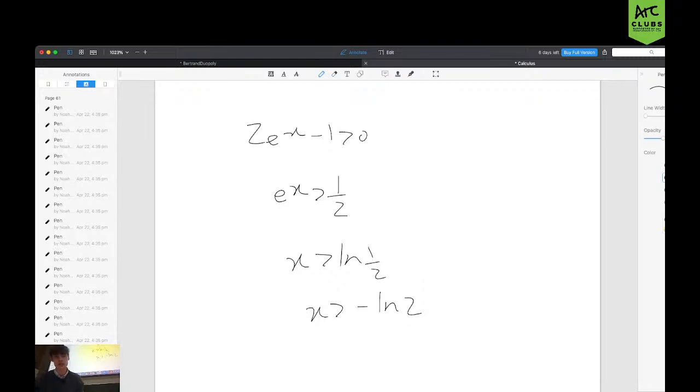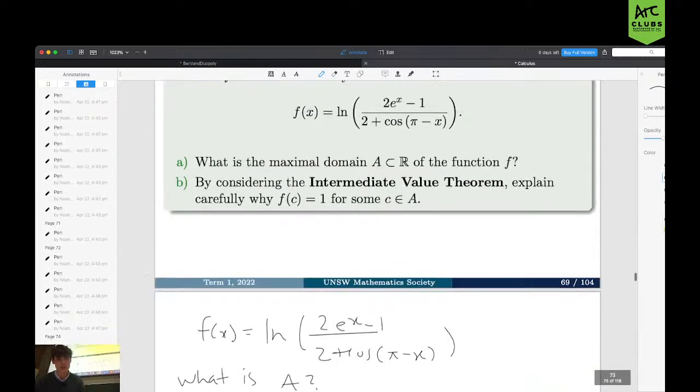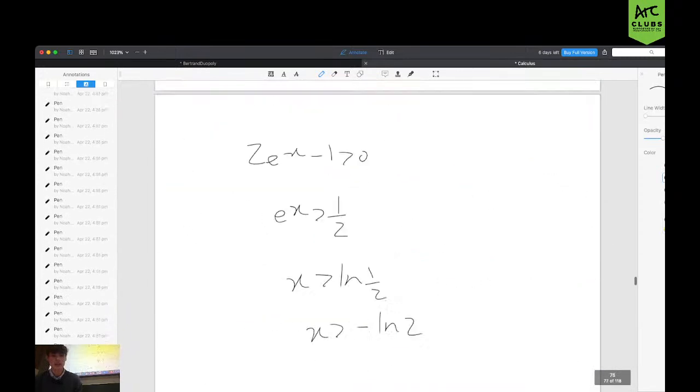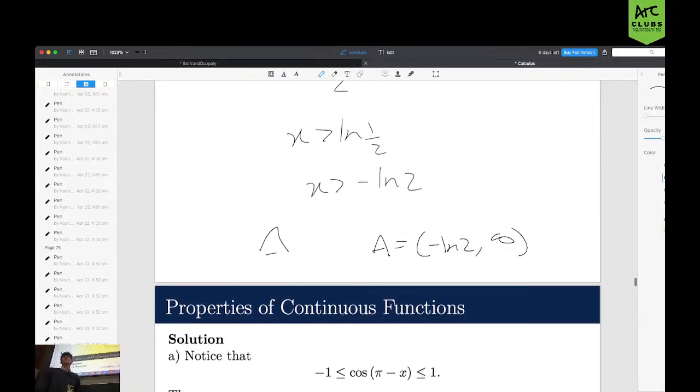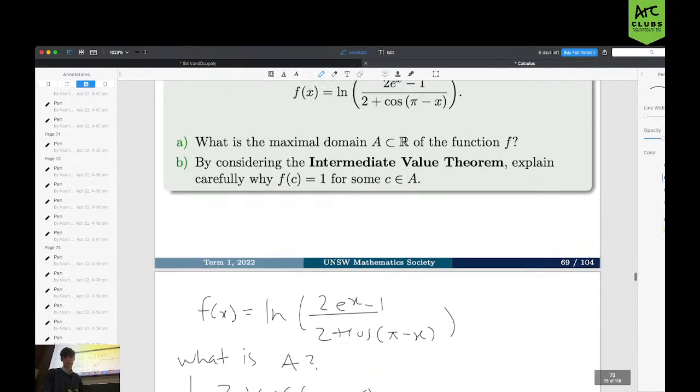Let's look at what the question was asking again. It asked, what is the maximal domain A? So to conclude, we need to say what A actually is. And remember, A is a set, so we need to write it in interval notation. It's going to be -ln 2 to infinity, and x cannot equal -ln 2 because log 0 is undefined. Any questions with that? No? Okay, all good. Let's move on to the next part.